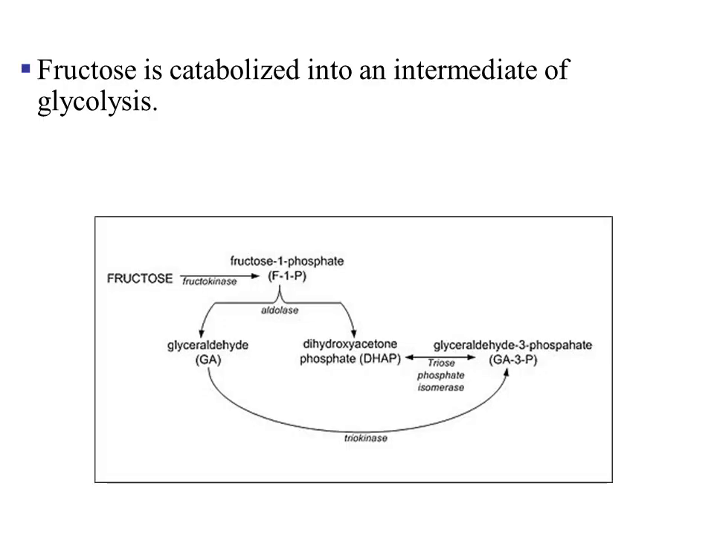We are going to break down sugars. One type of sugar that you are familiar with is fructose. Fructose can be catabolized into an intermediate that will directly be linked to glycolysis.